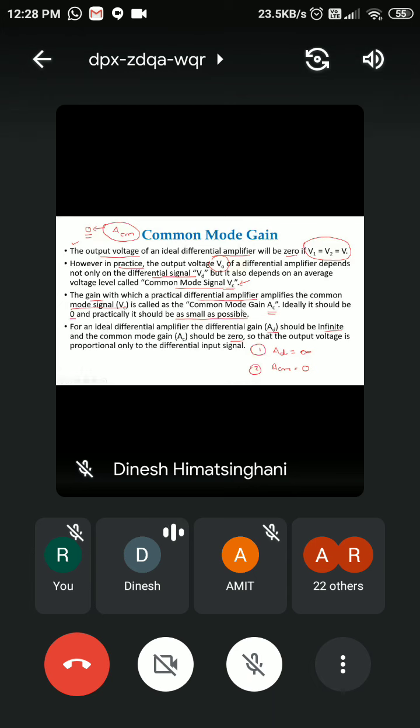So for a very good op amp, these two conditions are very, very important. The differential gain ideally should be infinite, and the common mode gain ideally should be 0. The reason you want this is so that the output voltage is proportional only to the differential input voltage. I'll come to the common mode signal a little ahead, but understand these terms. If you have any doubts on these two terms, let me know. Otherwise, we can go ahead.